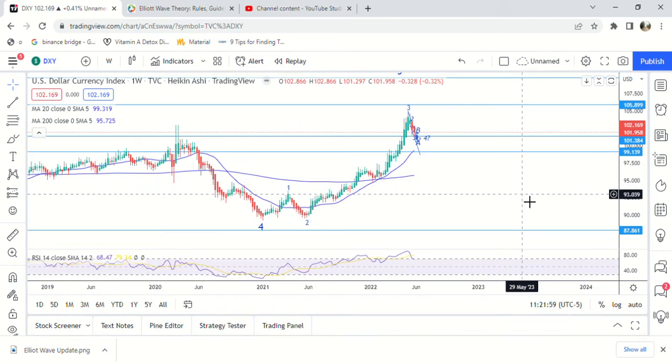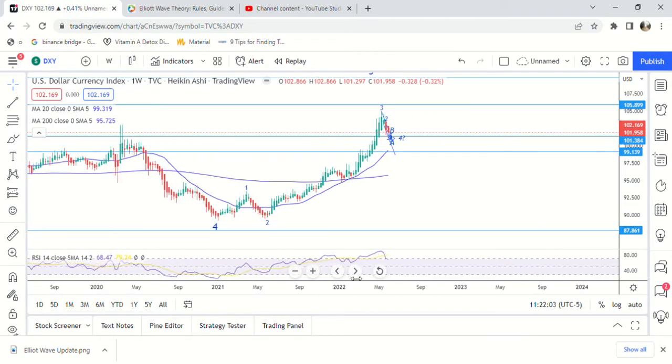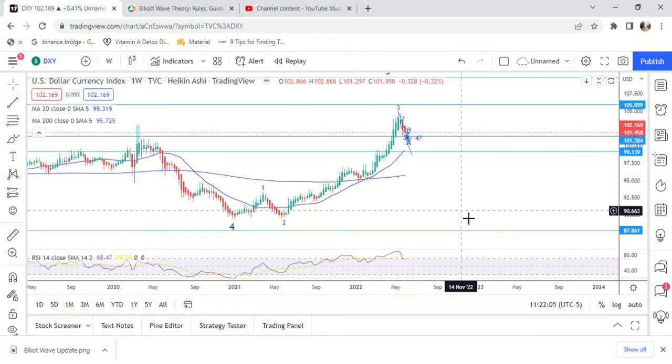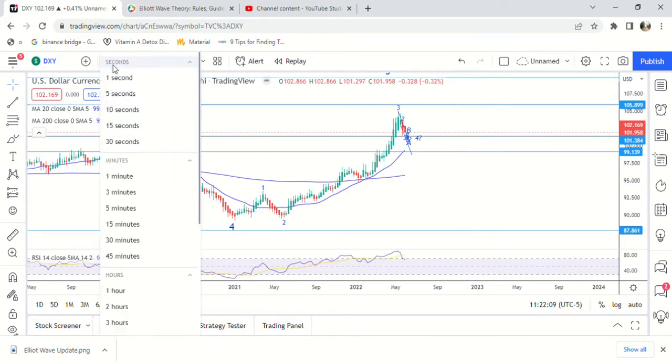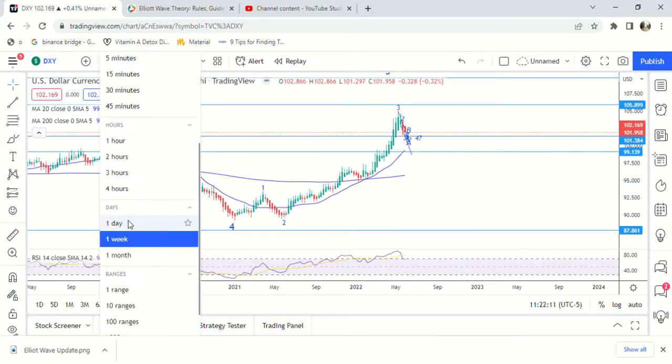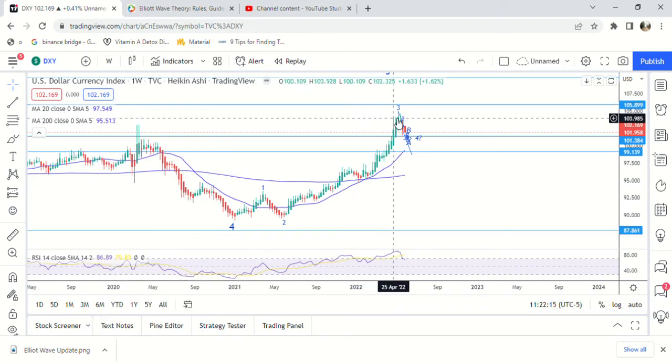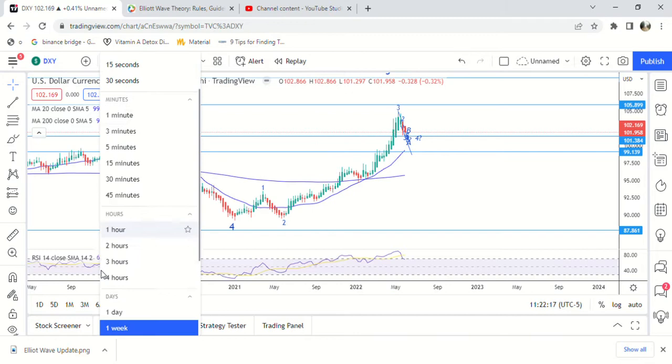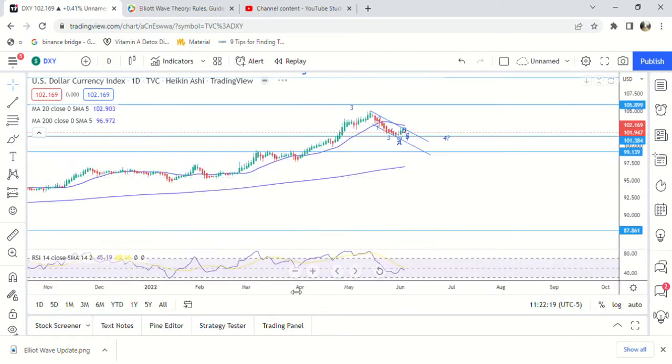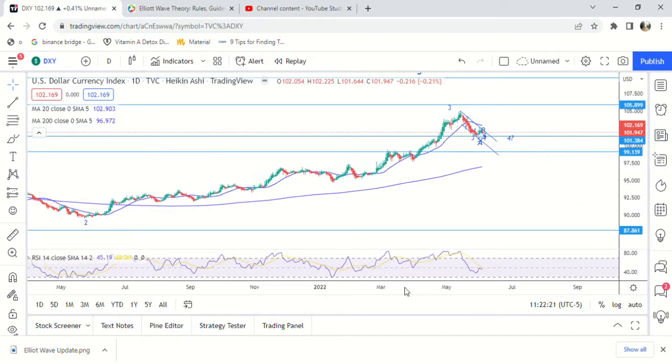For the overall market update, I'm going to start off with the dollar. It's been pretty good following the dollar to figure out what the market's going to do. It's been following it pretty closely. And so let's jump into it. We are on the overall fifth wave. And if you look at the daily chart, we are on the fourth wave.